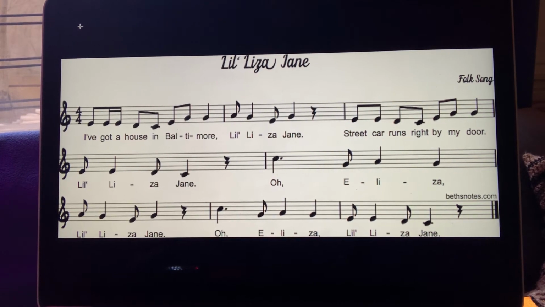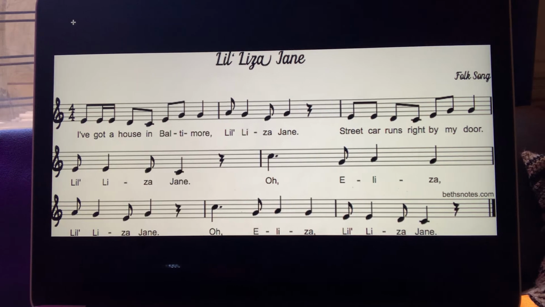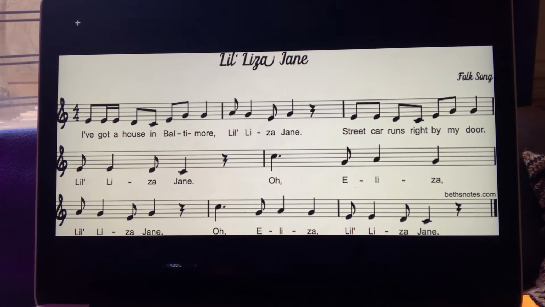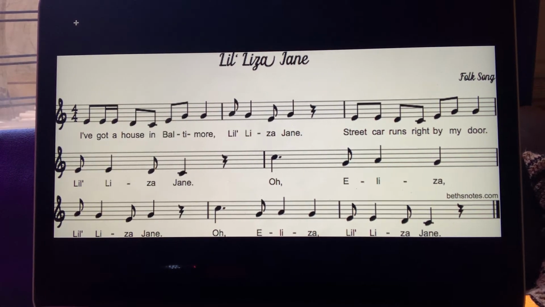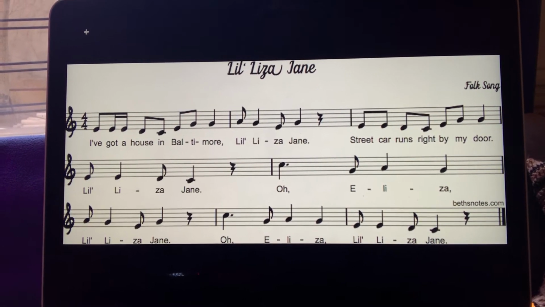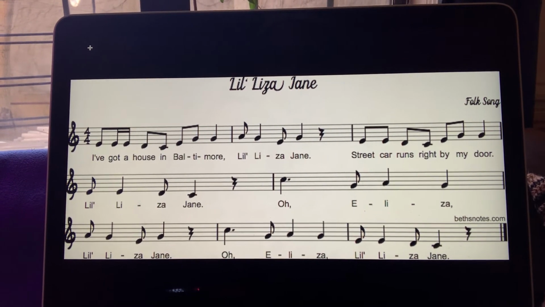I've got a house in Baltimore, little Liza Jane. Streetcar runs right by my door, little Liza Jane. Oh, Eliza, little Liza Jane. Oh, Eliza, little Liza Jane.